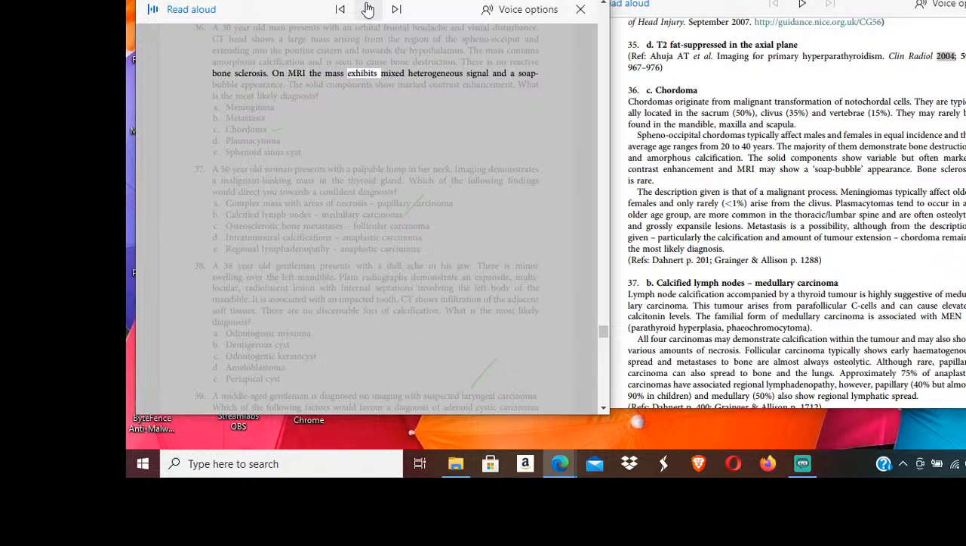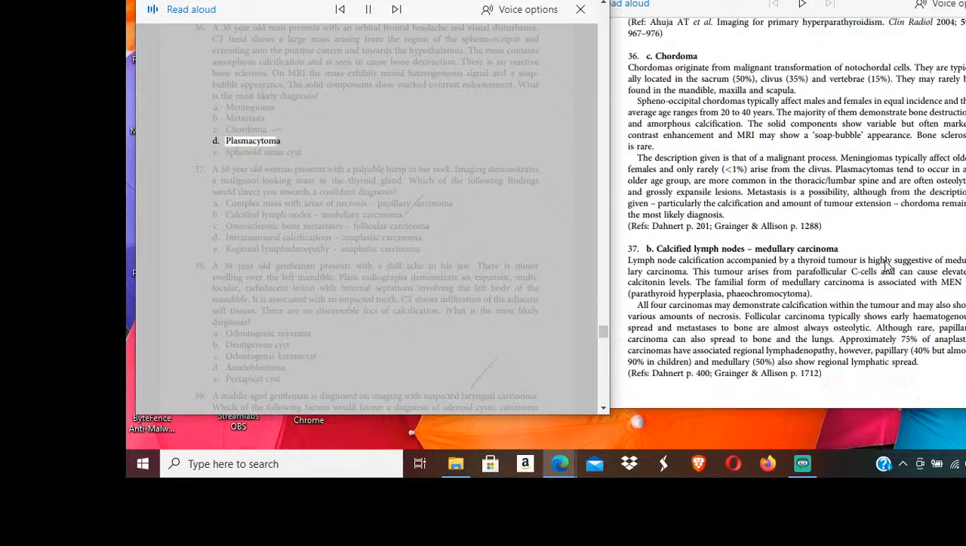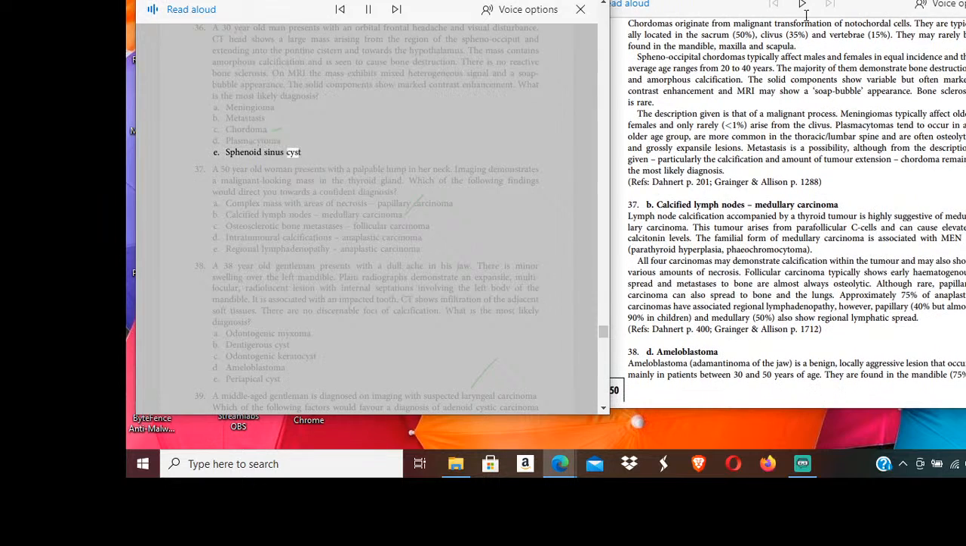On MRI, the mass exhibits mixed heterogeneous signal and a soap bubble appearance. The solid components show marked contrast enhancement. What is the most likely diagnosis? A. Meningioma. B. Metastasis. C. Chordoma. D. Plasmacytoma. E. Sphenoid sinus cyst.